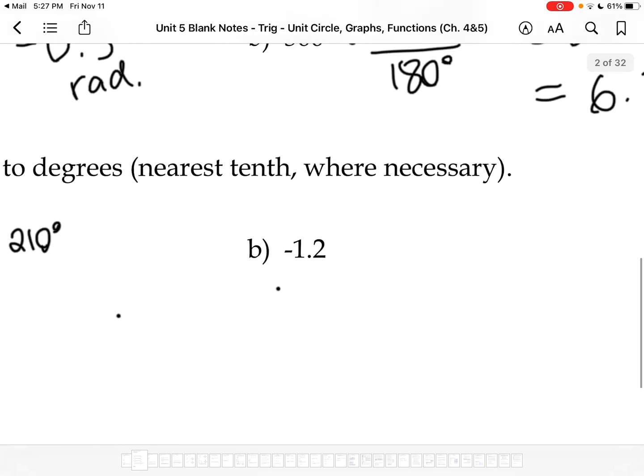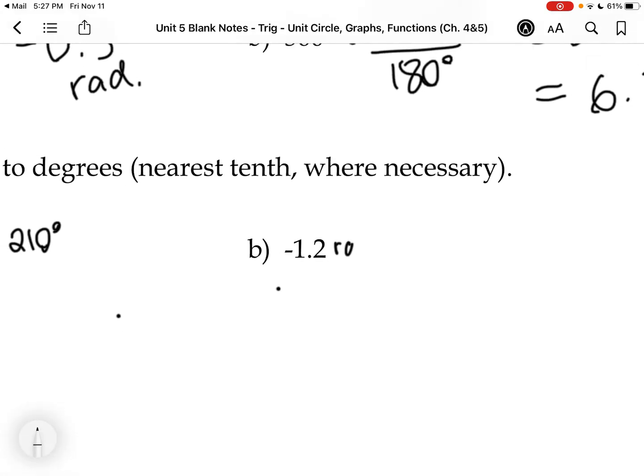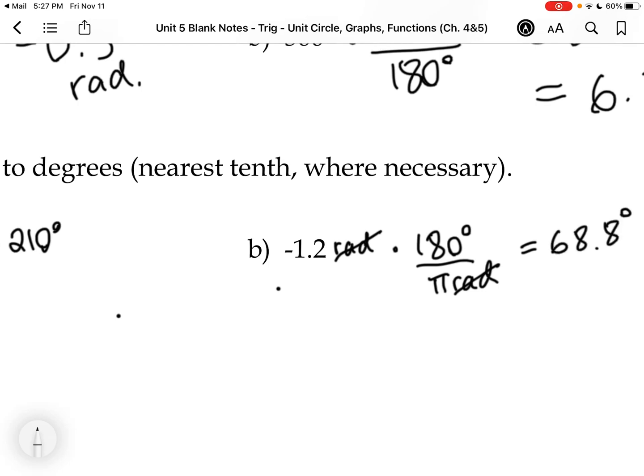Okay, and here we're going to do the same thing. This is in radians, so multiply by 180 degrees over pi radians. Here, because there's nothing to cancel with the pi, and it says to round to the nearest tenth where necessary, I'm again going to enter into my calculator negative 1.2 times 180 divided by pi. And I'm getting negative 68.8 degrees to the nearest tenth.